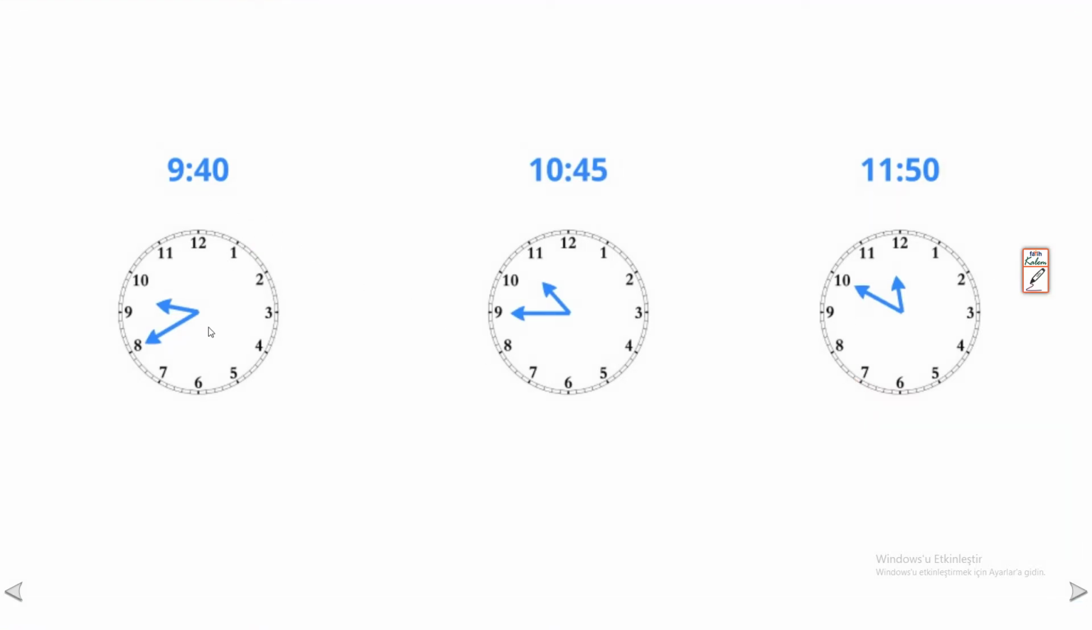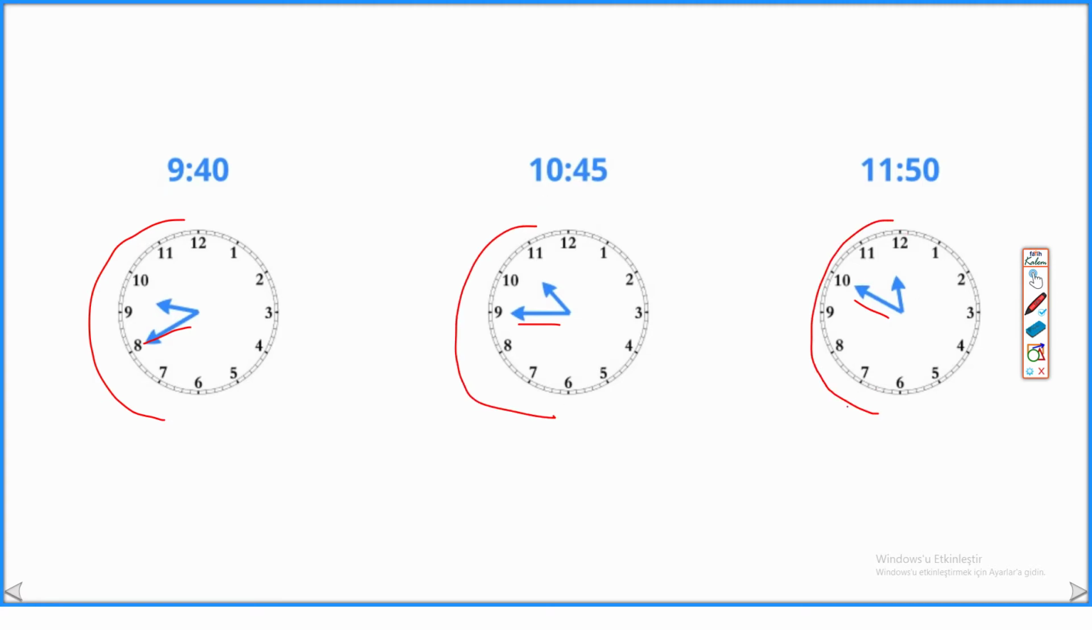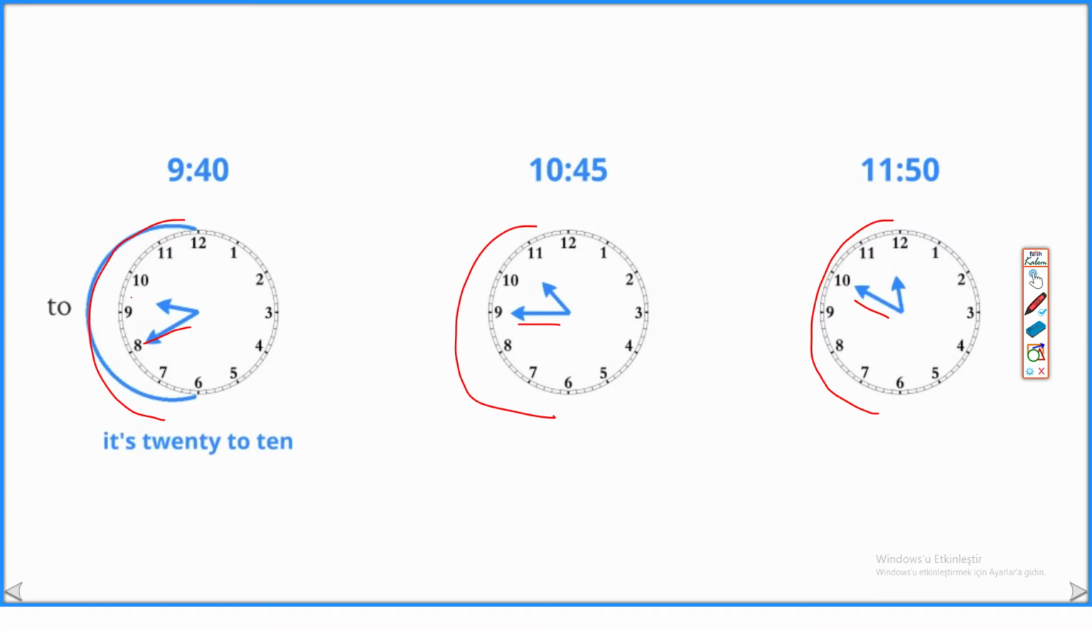What about these ones? The minutes are in the 2, not past. We are in 2, and that's why our clock is in 2, and it is 20 to 10. Yes, it is 25, 10, 15, 20. 20 to 10. Yes, very well.